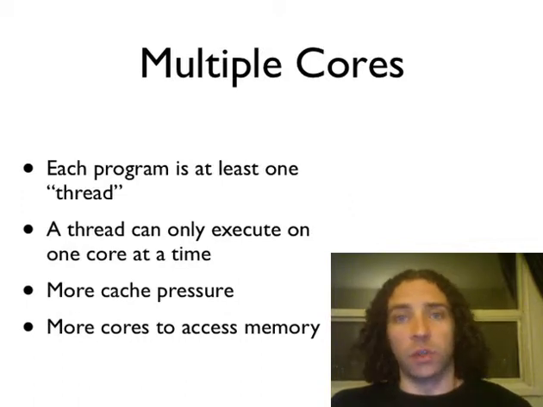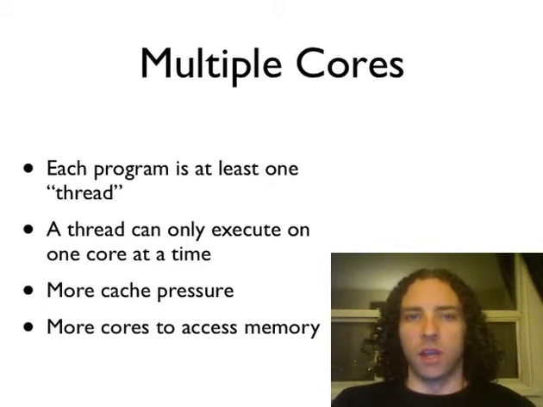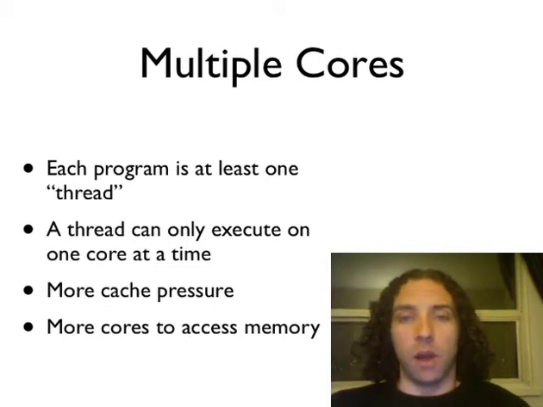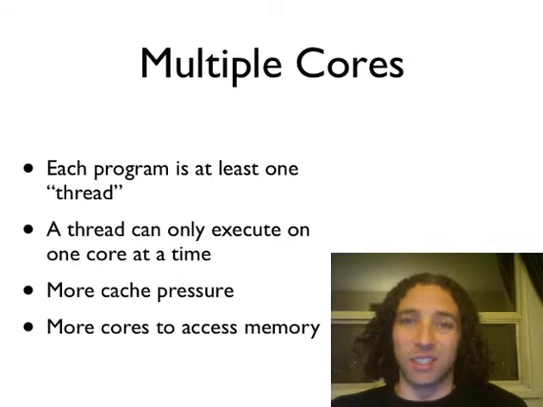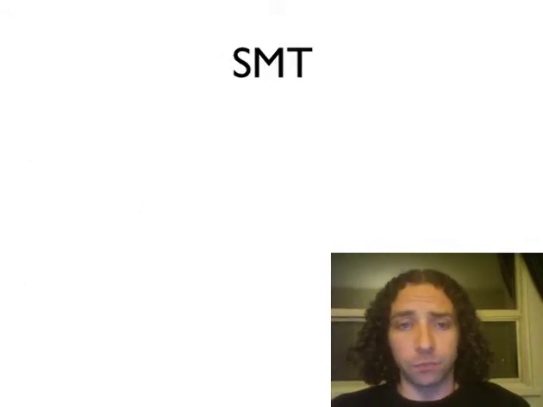Also, you have more cores to access memory. So even if they're not sharing the same cache, what happens when you have 4 cores and they all need to access memory at the same time? Well, in most systems, the way most systems are designed, only one CPU can access memory at a time anyway. So now they all have to line up and they get it one at a time. So this causes a serialization which is very, very slow. It really punishes you in performance.